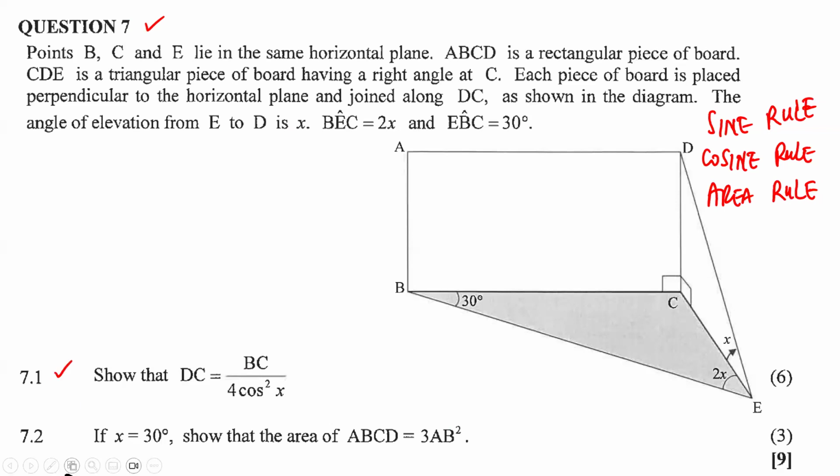First, we read through the question and make sense of it, and examine the extent to which this question can be attempted. Points B, C, and E lie in the same horizontal plane. ABCD is a rectangular piece of board. CD is a triangular piece of board having a right angle at C. Each piece of board is placed perpendicular to the horizontal plane, joined along DC, as shown in the diagram. The angle of elevation from E to D is X.